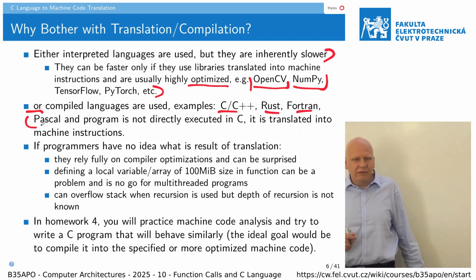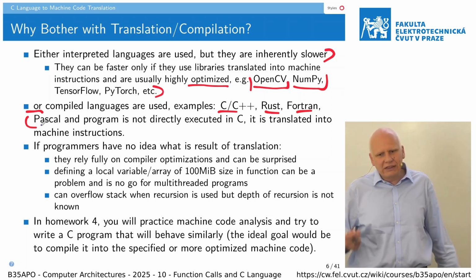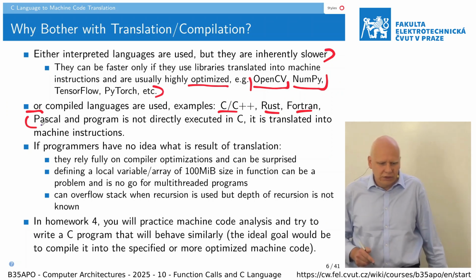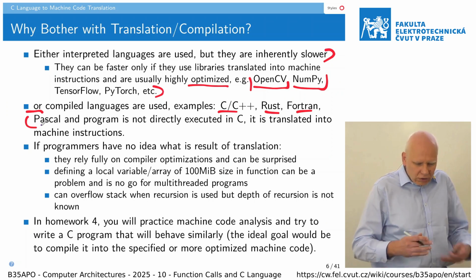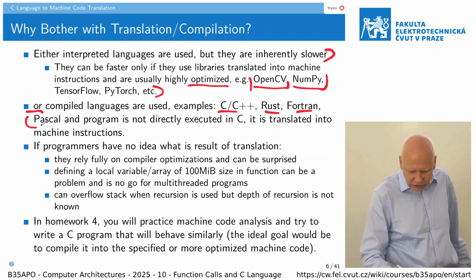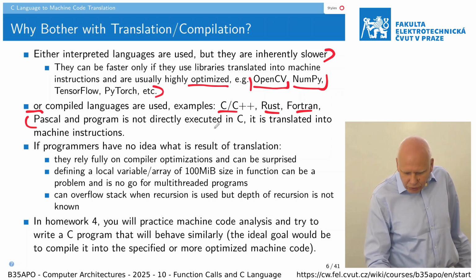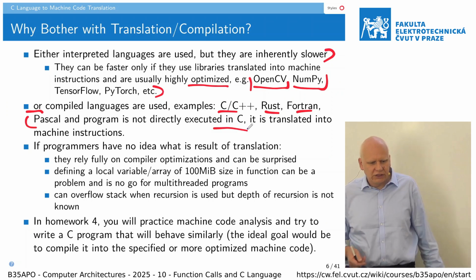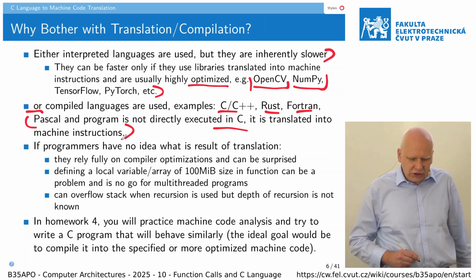And even, for example, Java and such languages are first translated to bytecode, but at runtime they are translated to the native code, so on some parts, Java HotSpot and so on. So we usually do not directly execute those languages like C, and we translate them to machine instructions.